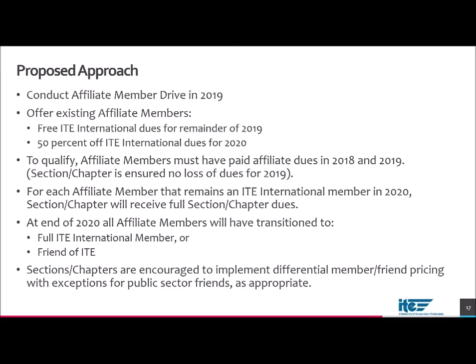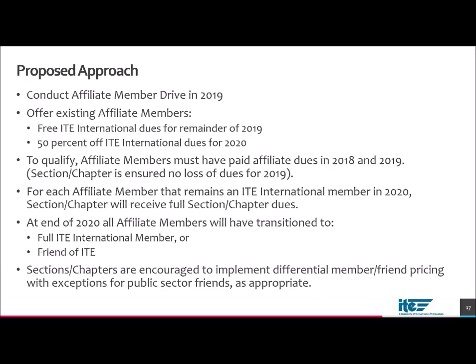For those who do not opt in to membership, we would call them Friends of ITE. I think we kind of borrowed that language from TRB. You're either a member of the TRB committee or you're a friend of the committee. You can be a friend of ITE. Basically what that means is you're on our mailing list. You can get invitations to the local section meetings or chapter meetings. Welcome to come and participate.